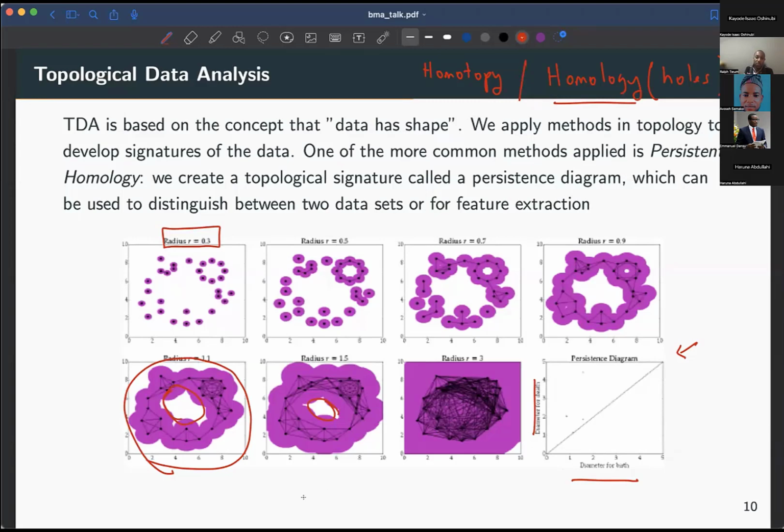An example could be, let's say you have a circle, and then you have data points like this. If you look at the persistence diagram you're going to get, they should be roughly the same. And that tells you that you can now look at all of the data, extract the persistence diagram, and then use that to get the features of the data, or how the data set behaves. So this is based on the concept that data has shape.